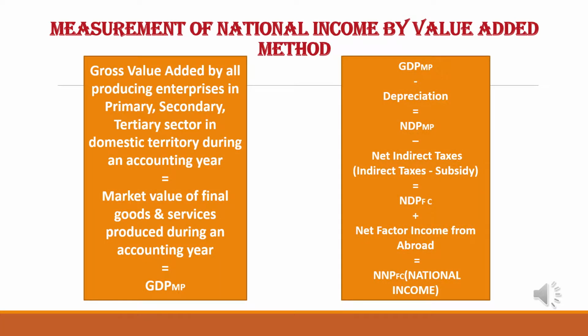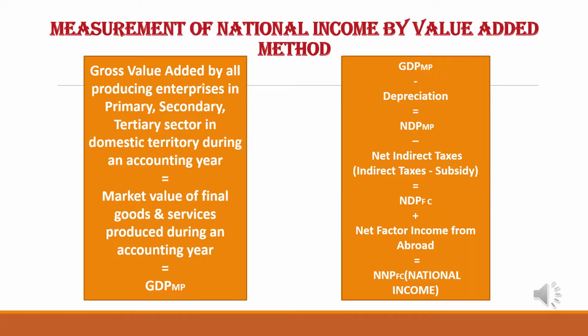Friends, now here we will calculate the measurement of national income by the value added method. On the left side, you see gross value added by all producing enterprises, in the primary sector, secondary sector and tertiary sector in the domestic territory of the country during an accounting year. This is equal to the market value of final goods and services produced during an accounting year. Here you get gross domestic product at market price.